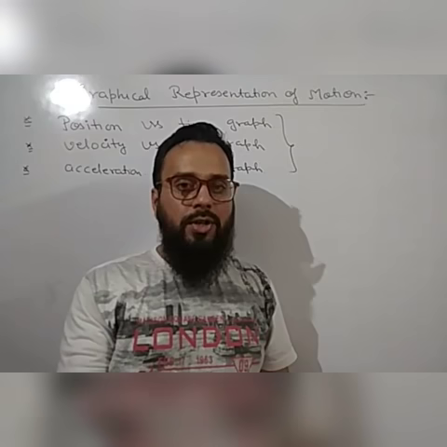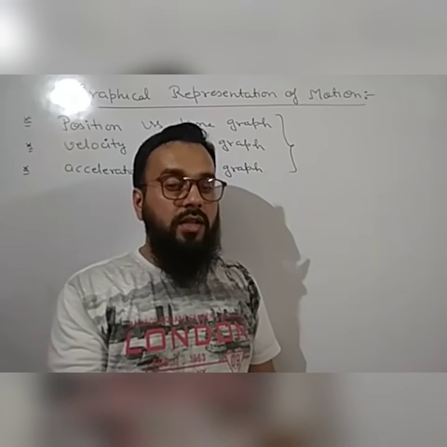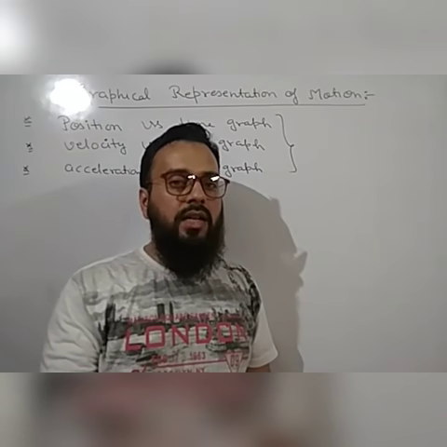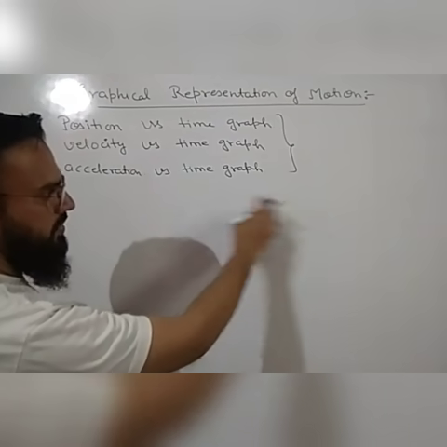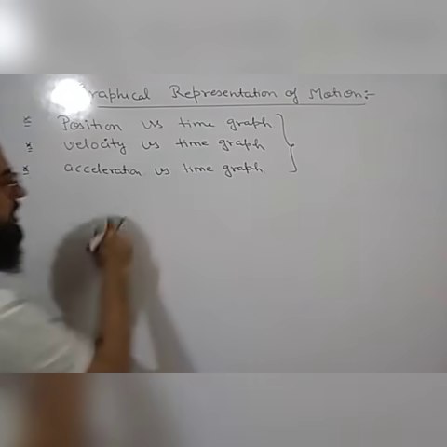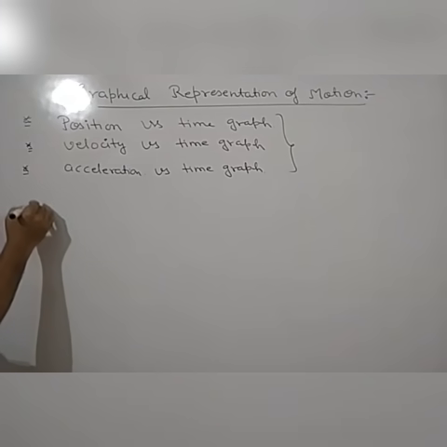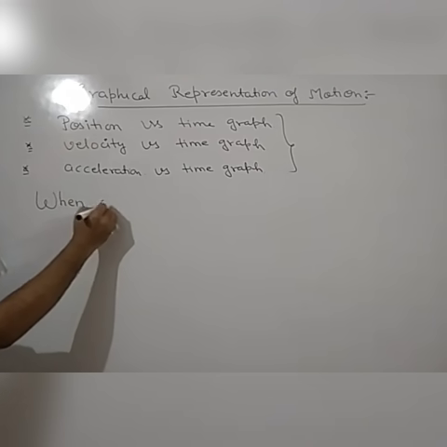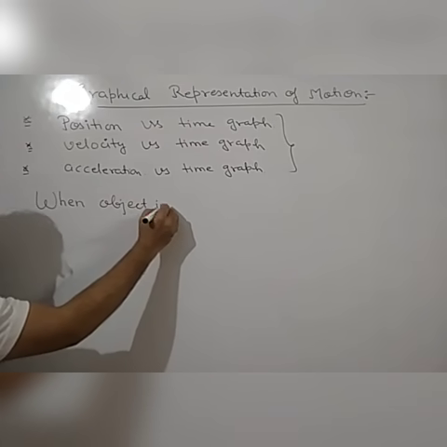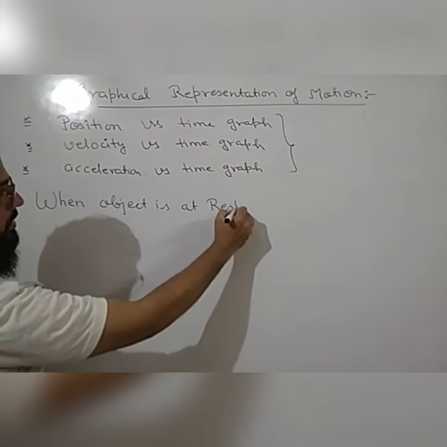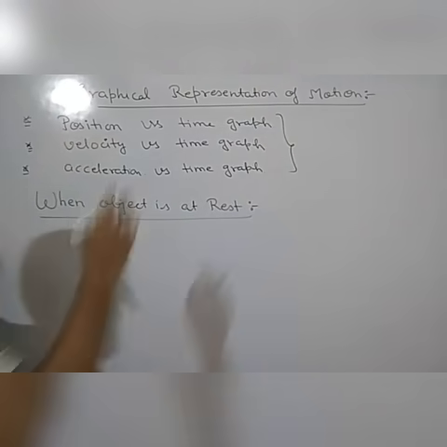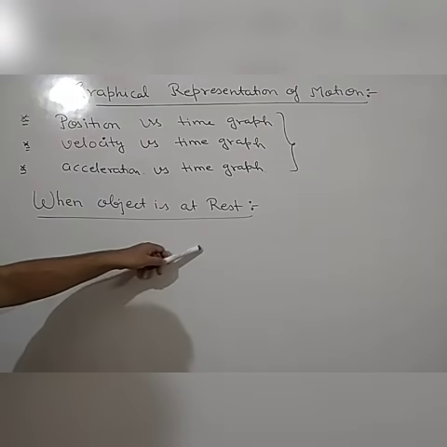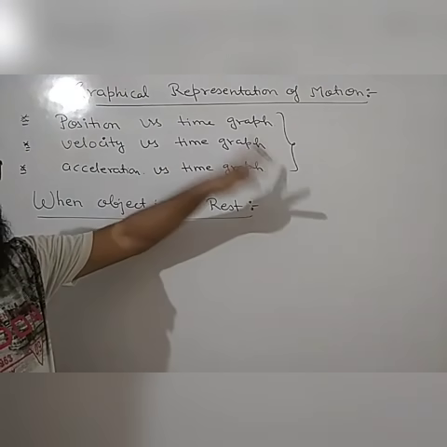So first I am going to draw the graph of rest. When the object is at rest, what will happen? These are the 3 main graphs which we will draw later on. First we will draw the graph of rest. When the object is at rest, we have to draw all these 3 graphs.